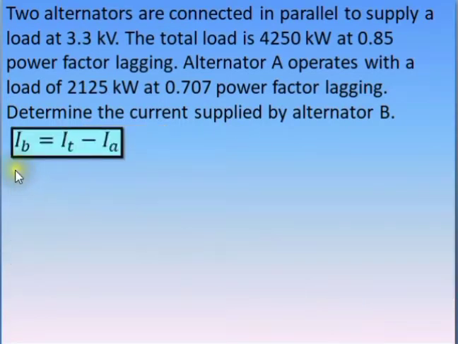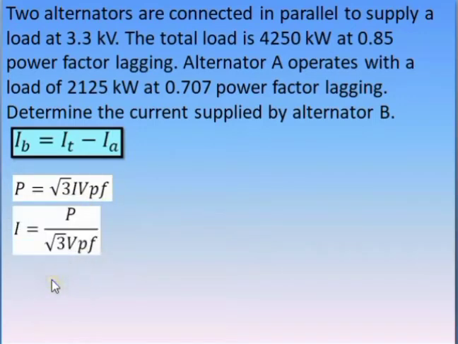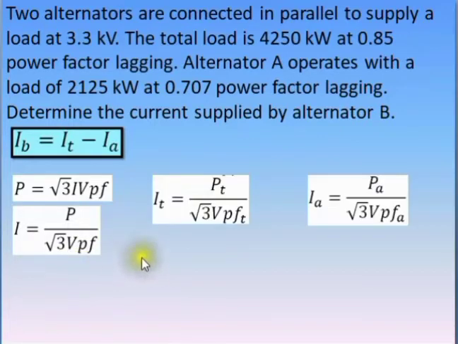Now, let's solve IB using this equation. Kailangan muna natin kunin ang values ng I total at saka nung IA. To do that, from the formula of the real power, which is power equals square root of 3 times current times voltage times power factor, cross-multiply lang po natin yung square root of 3 voltage and power factor dito sa kabila ng equation. Magkakaroon po tayo ng current is equal to the real power divide this by square root of 3 voltage and power factor. Ito ang magagamitin natin to determine I total and IA basing from this equation.